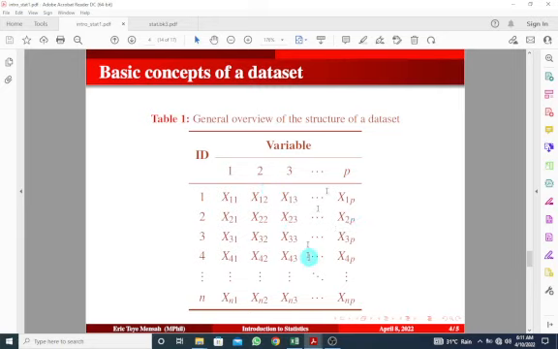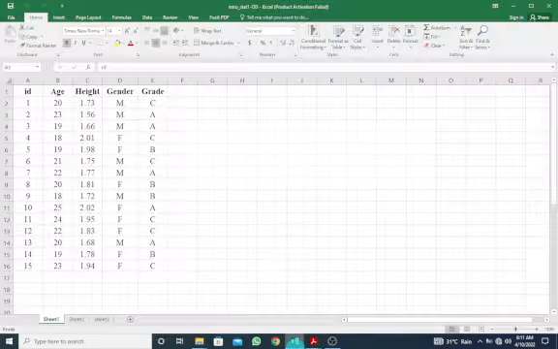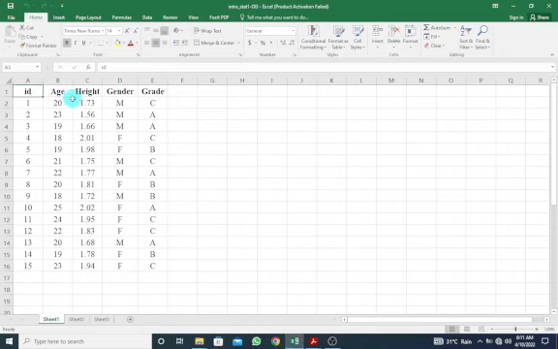So let me open an Excel sheet so that you can see the beauty of what I'm trying to illustrate. Here I have the ID sitting in the first column and I have the variables in the other columns. I have more than one variable, so these are going to be variables, right? Age, height, gender, grade.